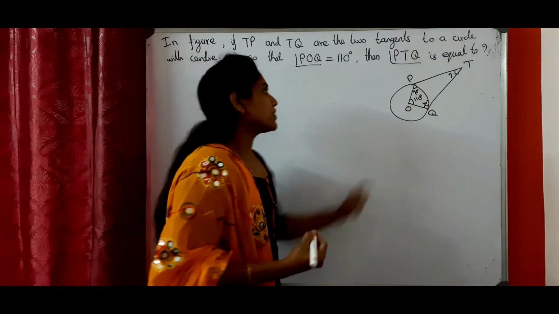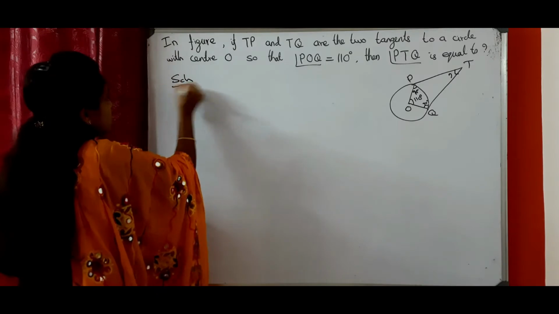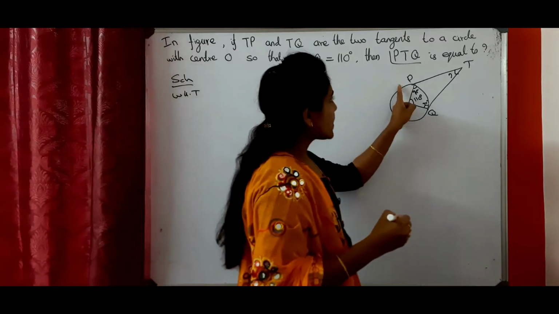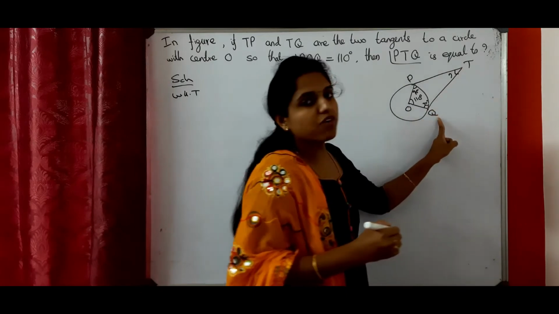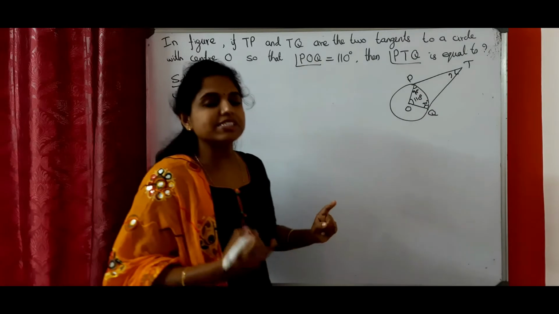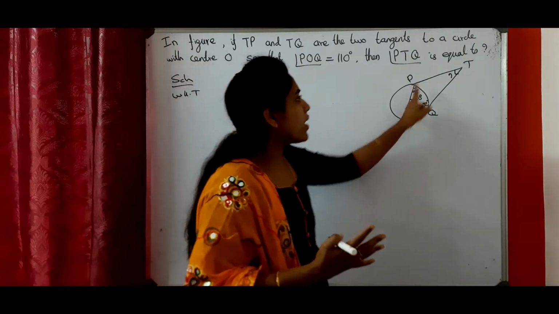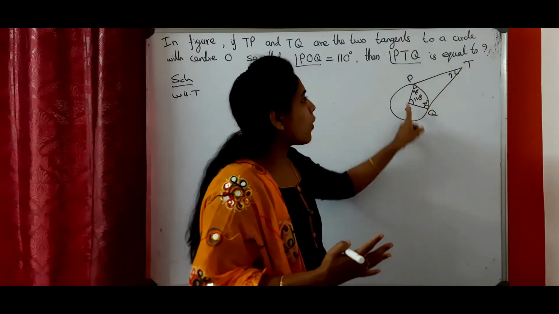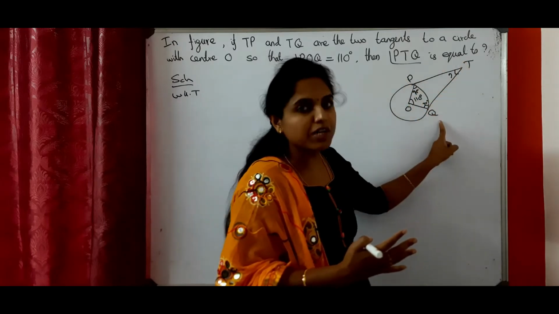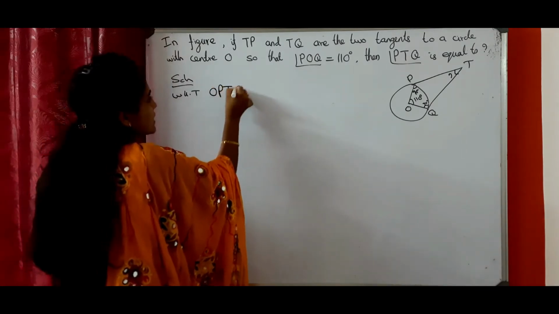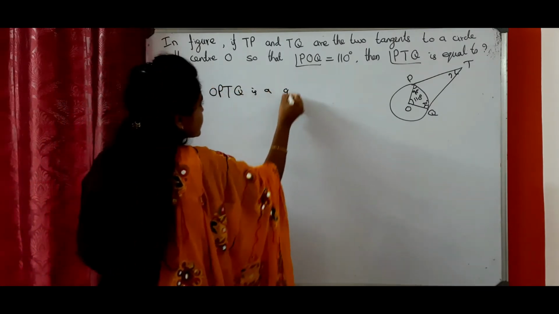And also we know that OPTQ forms a quadrilateral. Quadrilateral means it has four vertices. So OPTQ forms a quadrilateral.